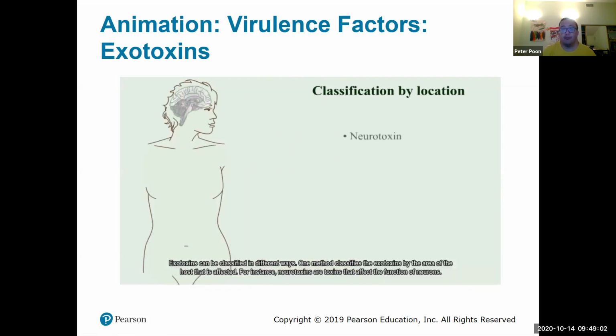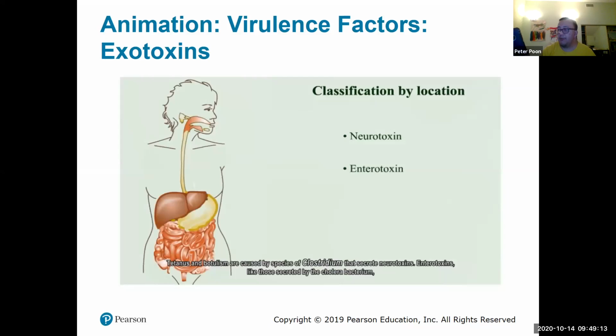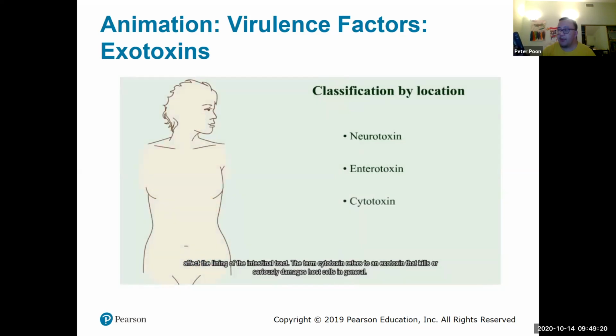One method classifies the exotoxins by the area of the host that is infected. For instance, neurotoxins are toxins that affect the function of neurons. Tetanus and botulism are caused by species of Clostridium that secrete neurotoxins. Enterotoxins, like those secreted by the cholera bacterium, affect the lining of the intestinal tract. The term cytotoxin refers to an exotoxin that kills or seriously damages host cells in general. Corynebacterium diphtheriae secretes a cytotoxin that inhibits protein synthesis in host cells.